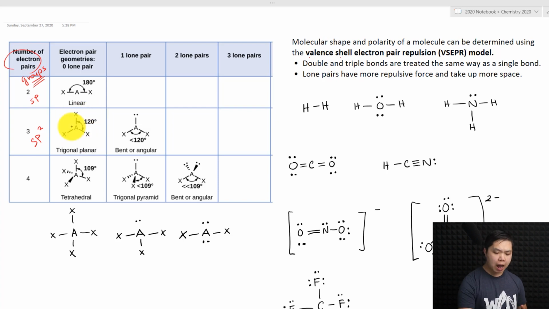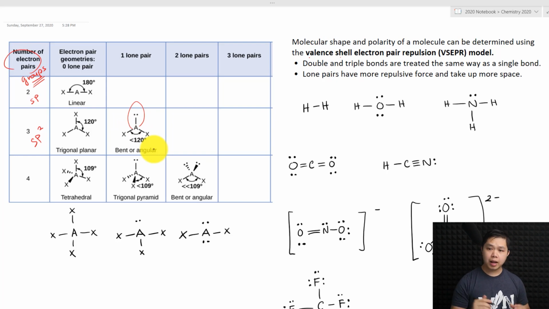120. But what happens when one of the groups is a lone pair? Look at this. Remember, the lone pair takes more space, so it's going to push this. So therefore, look at this angle. The angle is going to be less than 120 degrees. That's very tricky. A lot of your test questions will ask you about this particular angle, and you have to realize it is less than 120 degrees.